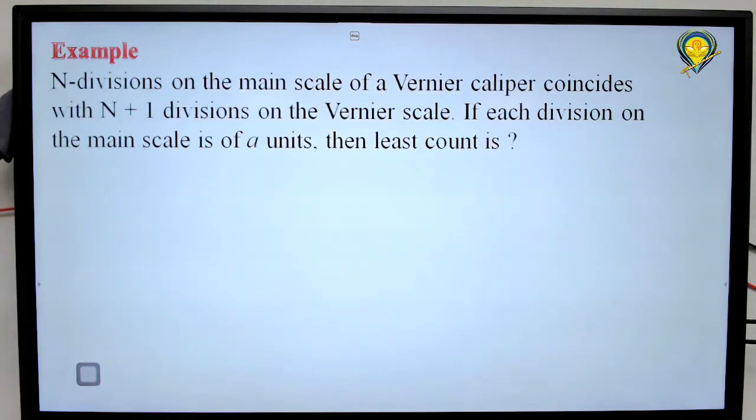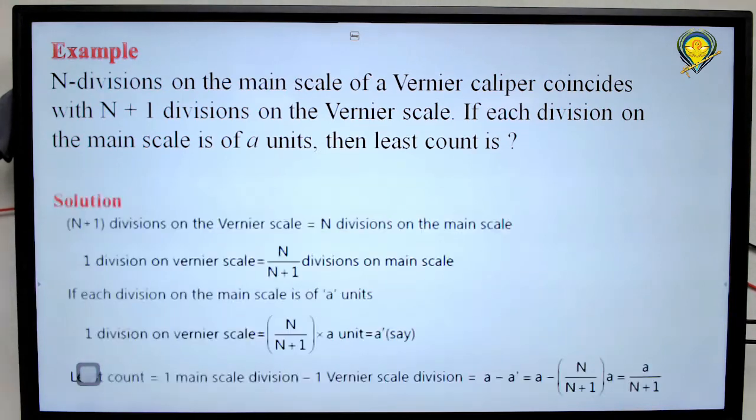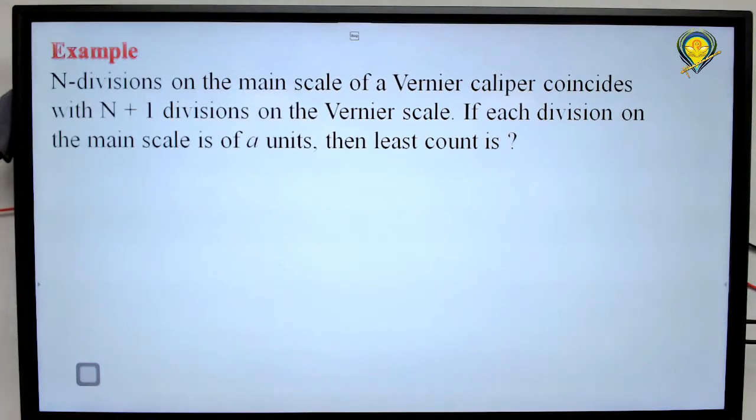Try to solve this one. N divisions on the main scale of a vernier calipers coincide with n plus 1 divisions on the vernier scale. Each division on the main scale is a units, then the least count is? What are the formulas for least count? 1 main scale division by number of vernier divisions, or 1 main scale division minus 1 vernier scale division. So either one you need to use. A by n plus 1 is that. So we can calculate using 2 methods. Both methods we can apply.